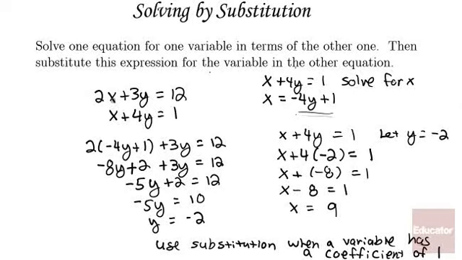Again, we looked at the system of equations, saw that this variable had a coefficient of 1, then solved for this variable x in terms of the other variable y to get x equals negative 4y plus 1. Then I substituted this for x in the other equation. That gave me one equation with one variable, and I can solve for y. Once you have y, you can substitute that value into either equation and then solve for x.